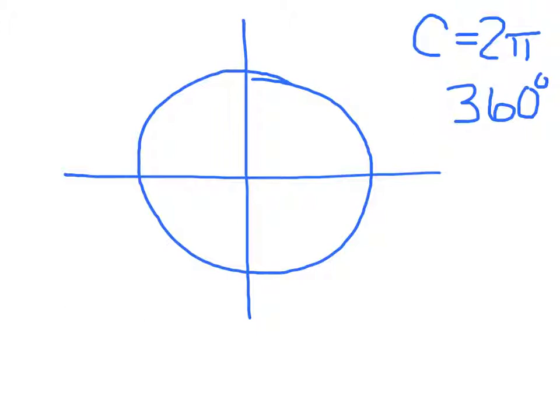So if I were to count around this circle, I would go 0 degrees, 90 degrees, 180 degrees, 270 degrees, and 360 degrees.